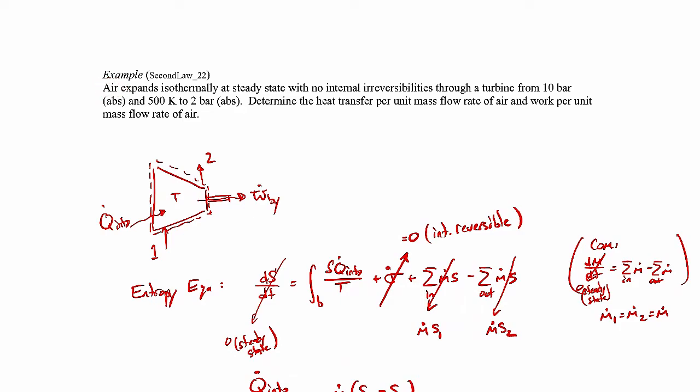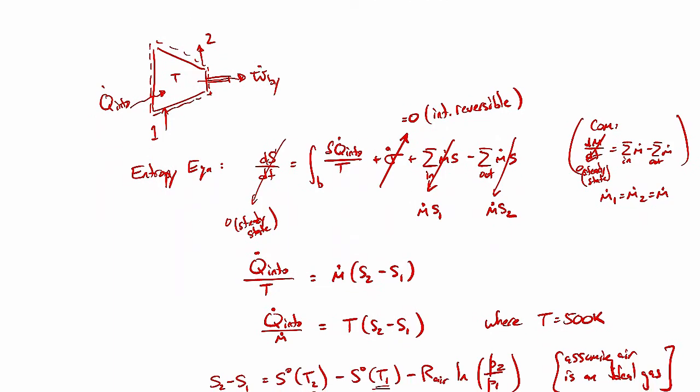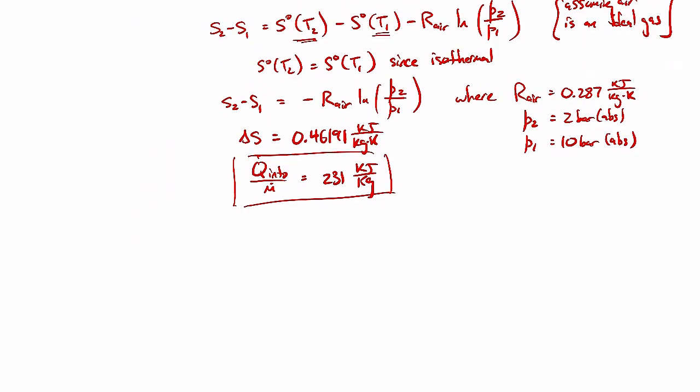The next part of the problem is to find the work per unit mass flow rate of air. Here we can go ahead and use the first law applied to the same control volume. So let's write that out. The reason I want to use the first law is because that involves the heat transfer as well as the work. So we'll go ahead and write that out.